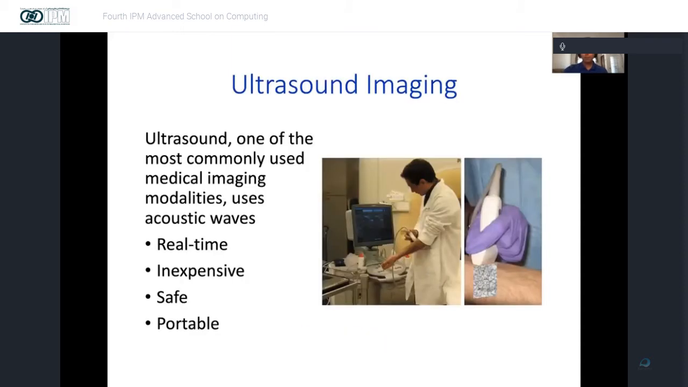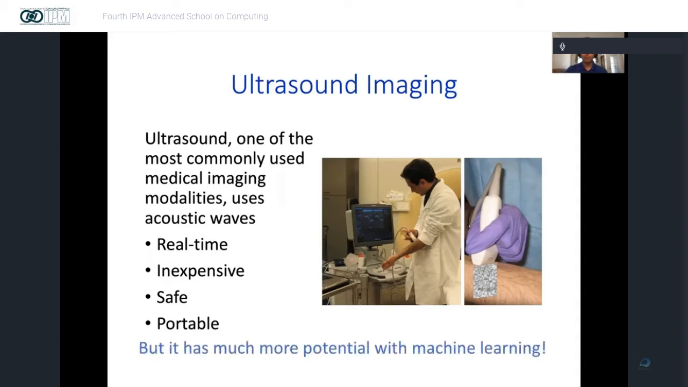So ultrasound is one of the most commonly used medical imaging modalities because it's real-time, it's inexpensive, it's safe, and it's portable. So basically, when you place the ultrasound probe on the tissue, it will give you a cross-section of the image right below the tissue. But it has much more potential with machine learning, and that's what we will be focusing on today.